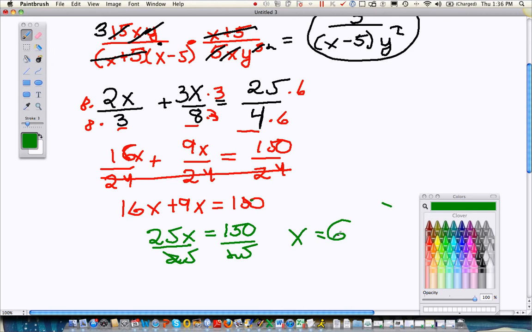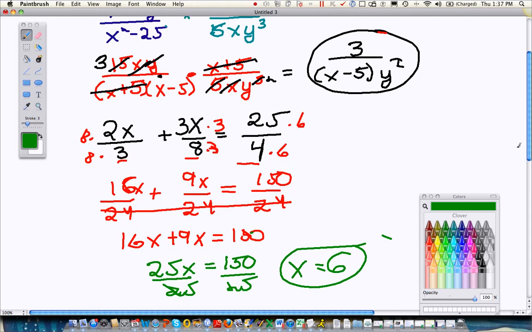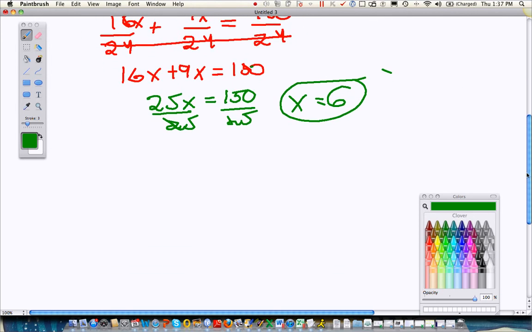Now you can go back and check that. You should come out with your solution. If you were to fill that into the original equation right here, you should come out with the equals on both sides. So it's never a bad idea to check and make sure you don't have any errors.